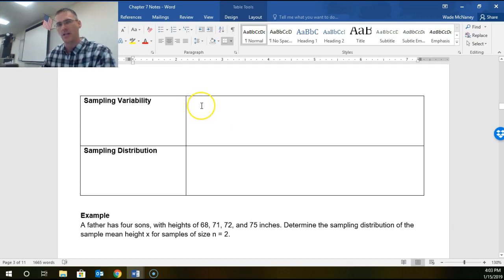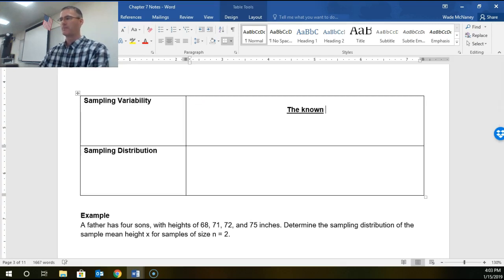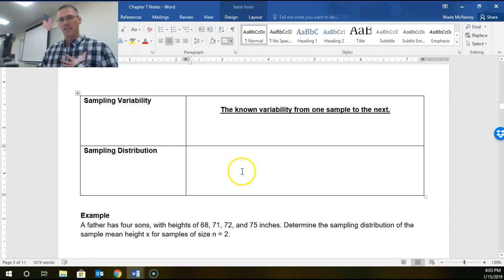We know that variability is going to happen. It's inevitable. Sampling variability is the known variability from one sample to the next. So, if I take a sample of 10 students and ask them their ACT score and find the mean, and then I go get another sample of 10 students, and another sample, and another sample, I know that there's going to be variability between my first 10 to my second 10 to my third 10 to my fourth 10. That is sampling variability. We know it's going to happen.